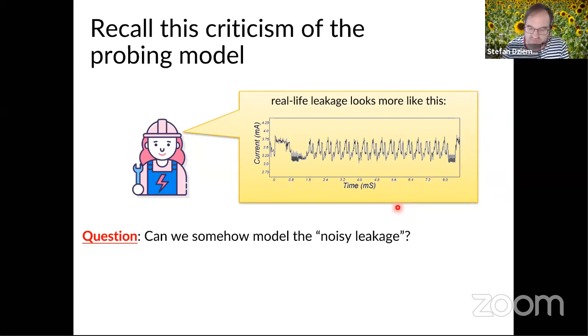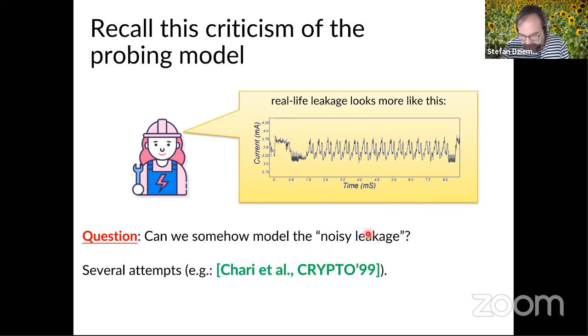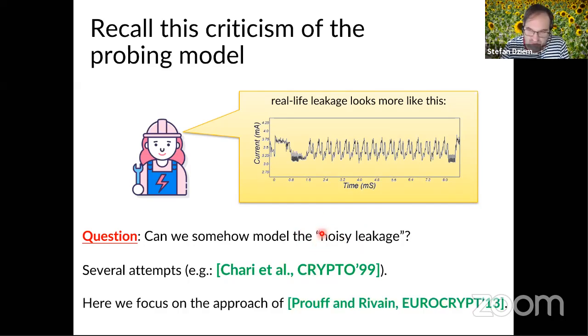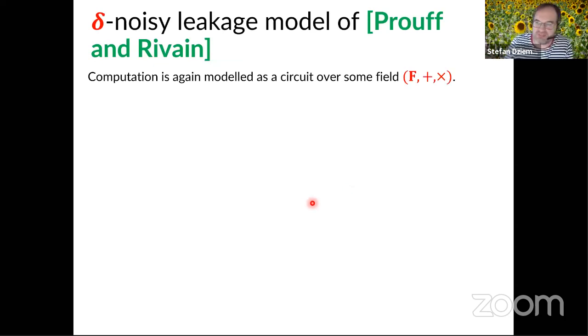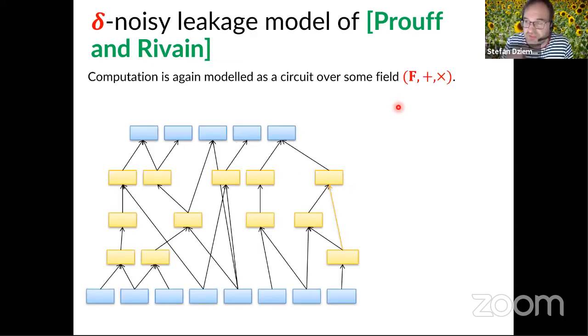There were several attempts to do it. Ishai, Sahai, and Wagner, Crypto 99, had some model like this. In this talk, I will focus on the model of Prouff and Rivain from Eurocrypt 13, which is, I think, the most common one now. So what does this model look like? The computation is again modeled as a circuit over some finite field, right?